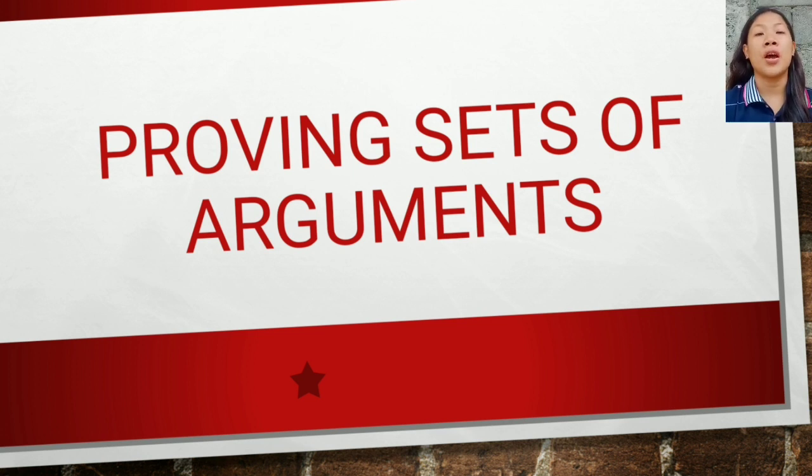which is meron siyang antecedent and consequence. It is considered valid if the conclusion is true whenever all premises are assumed to be true. Pero sa mga matatakal natin mamaya, makukonsidered natin itong valid kung meron siyang rule na ginamitan natin. So, it is considered invalid if there's no rule that we use to identify it.